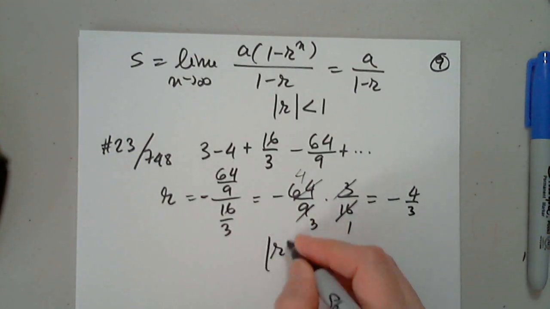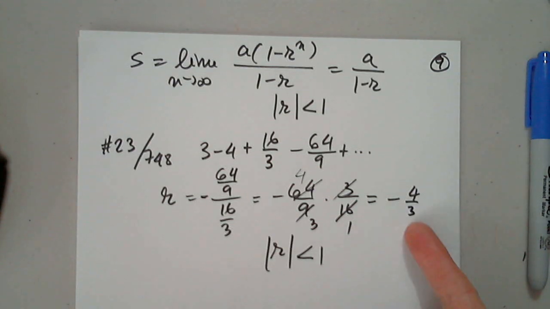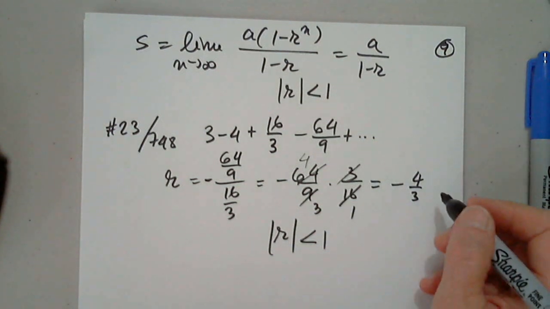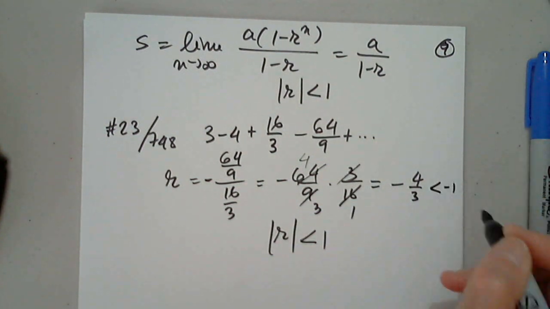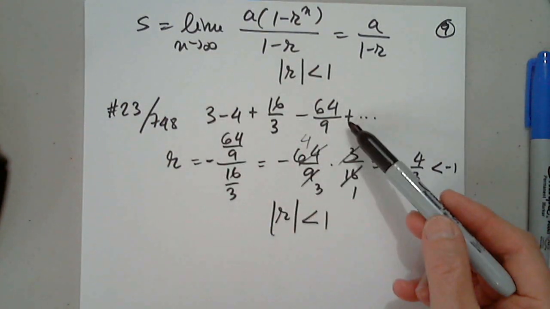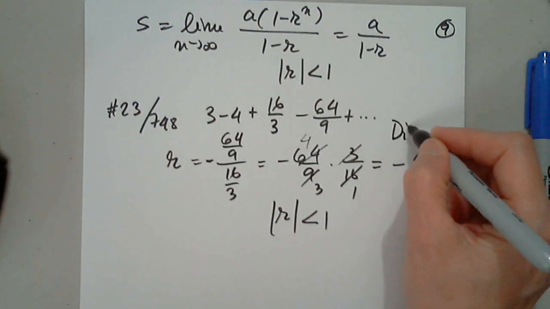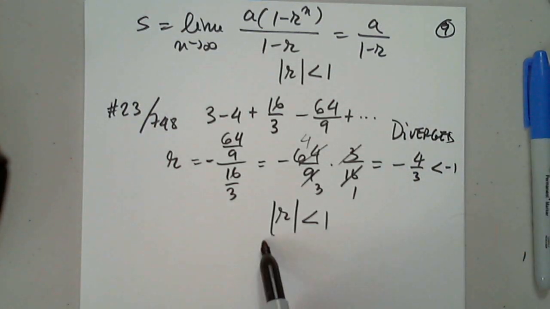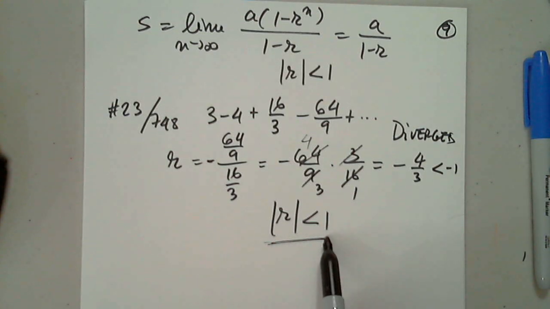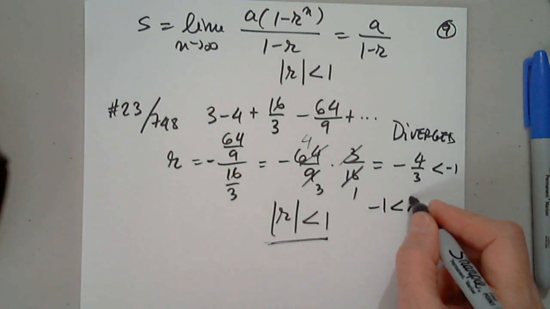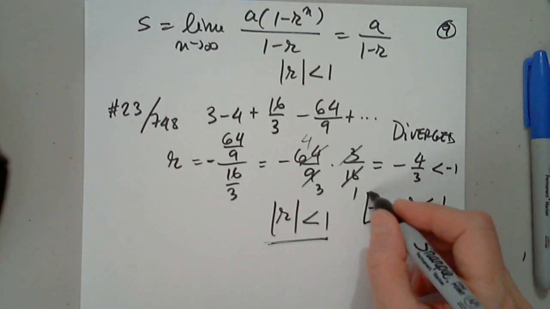If you remember, r in absolute value has to be less than 1, and this is not less than 1, it is over 1 or negative 1. It's outside, so this is less than negative 1. So the geometric series diverges. Why? Because it will converge only if the common ratio is in absolute value less than 1, or in other words, if you can remember it like this, same thing.